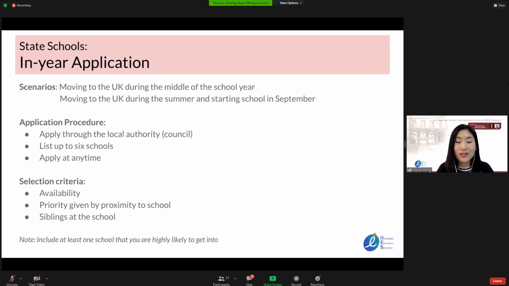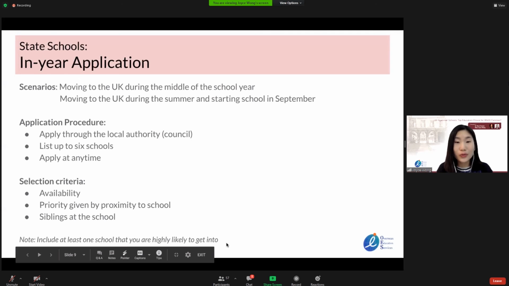So what you might need to do is think about which school is available in the area that your child would be happy to go to as well, that isn't too far, because students in the UK are expected to commute or walk to school. So it has to be somewhere close that you can drop off your kid as well.